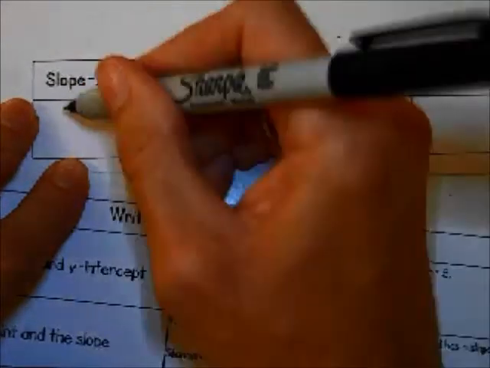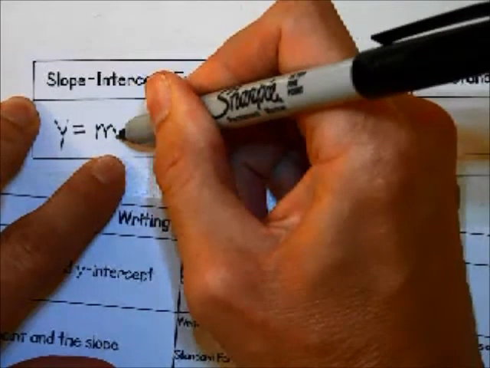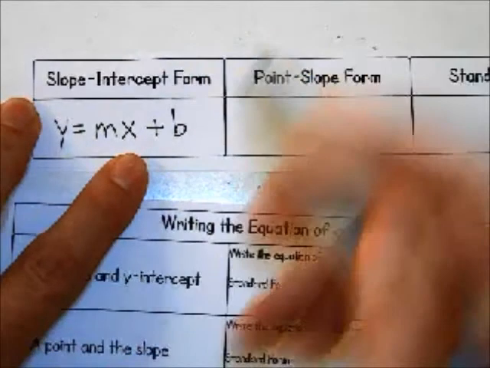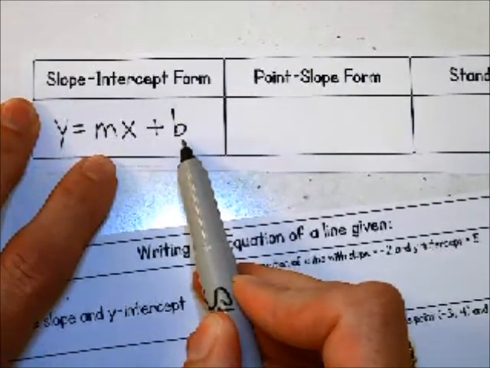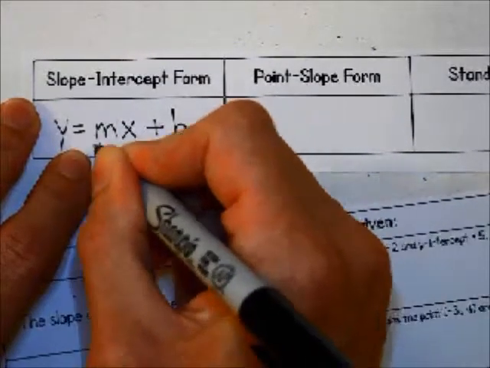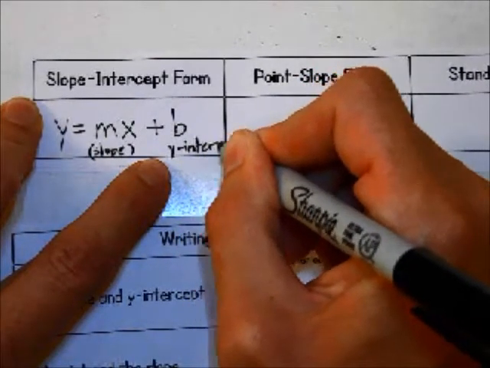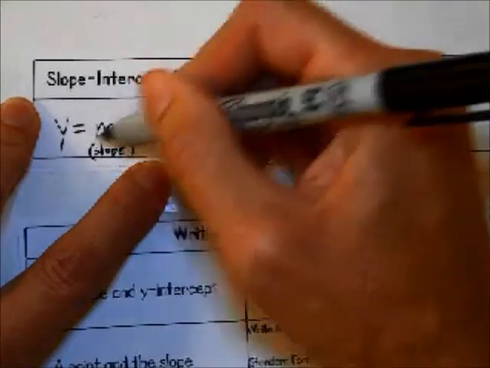But slope-intercept form, if I was with you, I would ask you what that was. So hopefully you remember slope-intercept form is y equals mx plus b, where m is the slope and b is the y-intercept. And if you need to, you can write yourself a little note. Slope is the m, and b is the y-intercept. Hence the name slope-intercept form.